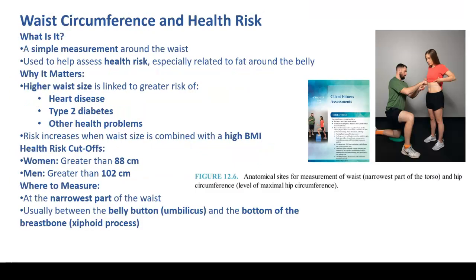Well, we have one important content here in the ACSM book regarding this topic, that is the waist circumference. Waist circumference means measuring around your waist to see how much fat is stored in your belly area. It's important because a large waist size means a higher risk for health problems like heart disease, type 2 diabetes, and other problems. And the risk is even higher if you have a high body mass index combined.